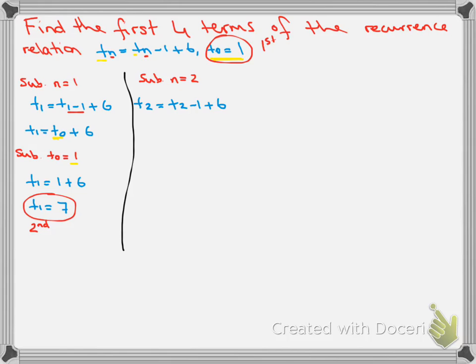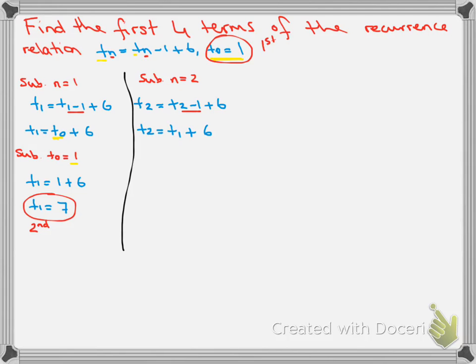So the next thing I do is work out everything that I can. t2 stays the same because I can't do anything with it yet. But what I can work out is this 2 minus 1 here. So we have t2 minus 1 is 1, plus 6. Whoops, my mistake.